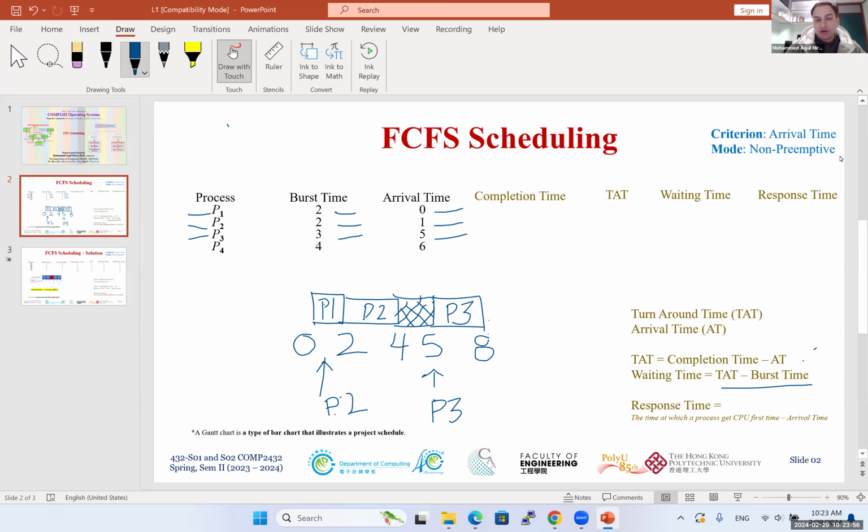Now, when the process P3 was executing between 5 units of time to 8 units of time, the process P4 had already arrived. When did it arrive? It arrived at the 6th unit of time.